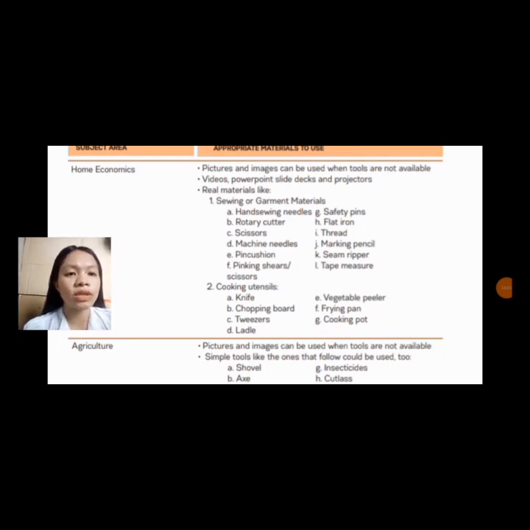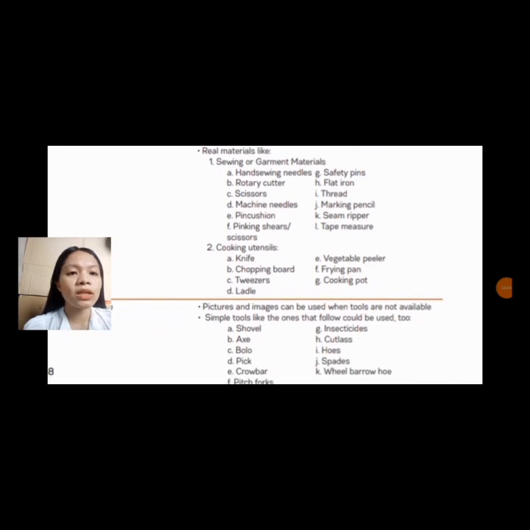Pinking shears or scissors. G. Safety pins. H. Flat iron. I. Thread. J. Marking pencil. K. Seam ripper. L. Tape measure. So those are the sewing or garment materials.